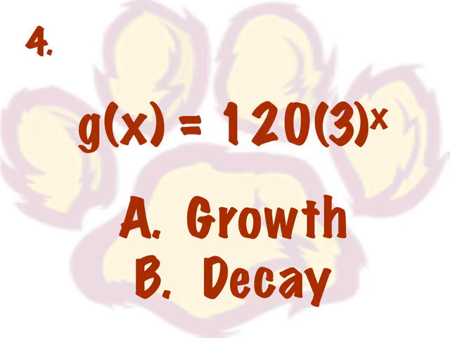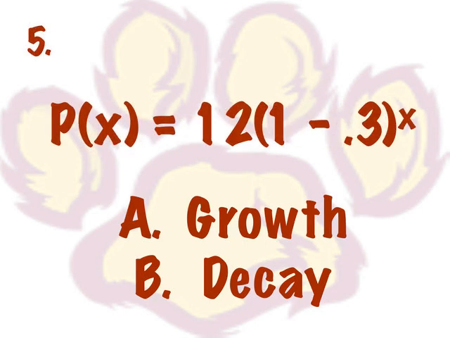Number 4, g of x equals 120 times 3 to the x power. Is this A, growth, or B, decay? Number 5, P of x equals 12 times the quantity 1 minus 0.3 to the x power. Is this A, growth, or B, decay?